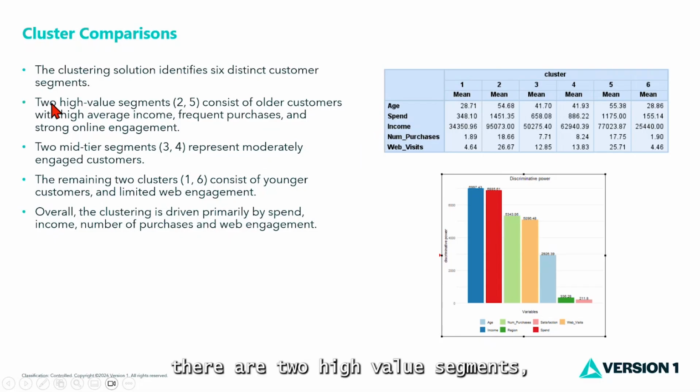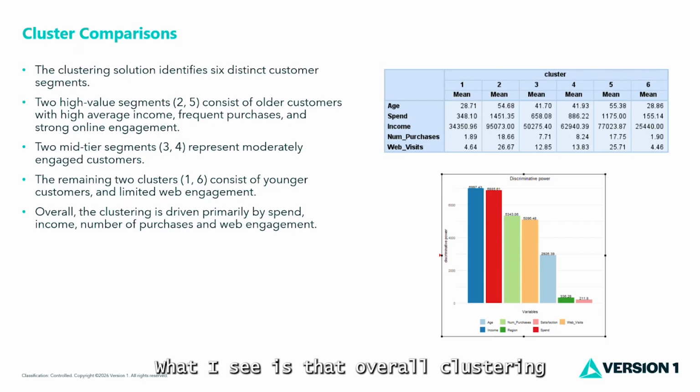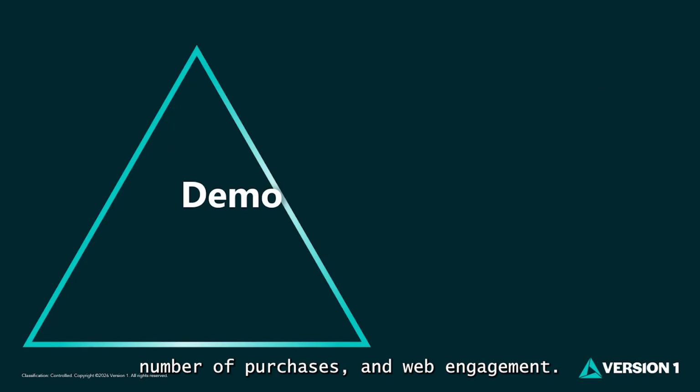I can see there are 2 high-value segments, so cluster 2 and 5, which consist of older customers with high average income, frequent purchases, and strong online engagement. I found 2 clusters that consist of younger customers and have limited web engagement. So once you have the cluster membership variable, you can examine it by other variables contained in your data set. What I see is that overall clustering, or the groups, is driven primarily by spend, income, number of purchases, and web engagement. So let's see how this works in IBM SPSS Statistics.